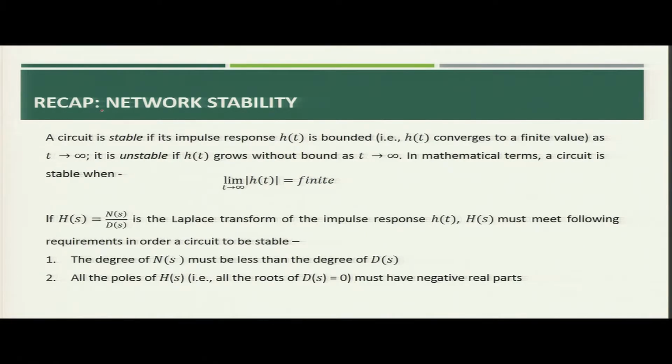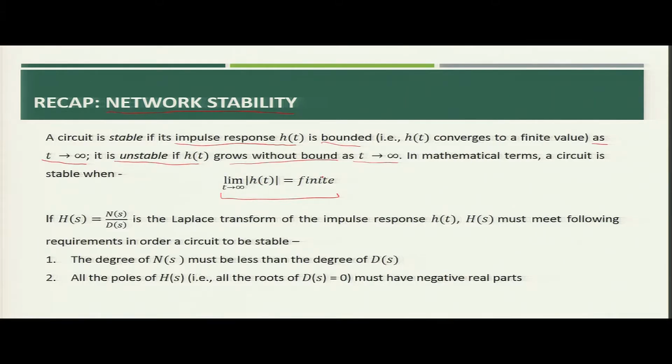In the last class we discussed network stability. We discussed that the circuit is stable if its impulse response, h(t), is bounded as time t tends to infinity. That means the impulse response will converge to a finite value as t tends to infinity, and it will be unstable if h(t) grows without bound as t tends to infinity. In mathematical terms we can write it as the limit as t tends to infinity of h(t) is finite.